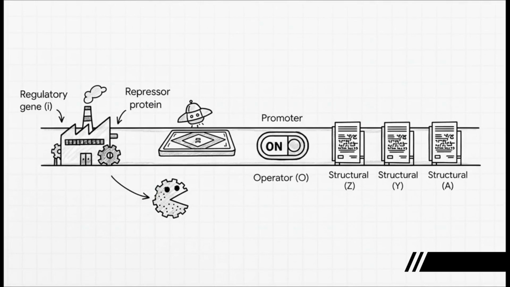Okay, take a look here. The best way to think about the operon is like a control panel for a tiny factory. You've got a few key players. First, there's the regulatory gene I. This guy makes something called a repressor protein. Then you've got the promoter P, which is like the landing pad for the main enzyme RNA polymerase. Right next to that is the operator O. This is the actual on-off switch. And finally, you have the structural genes, Z, Y, and A. These are the blueprints for making the enzymes that will actually break down the lactose.